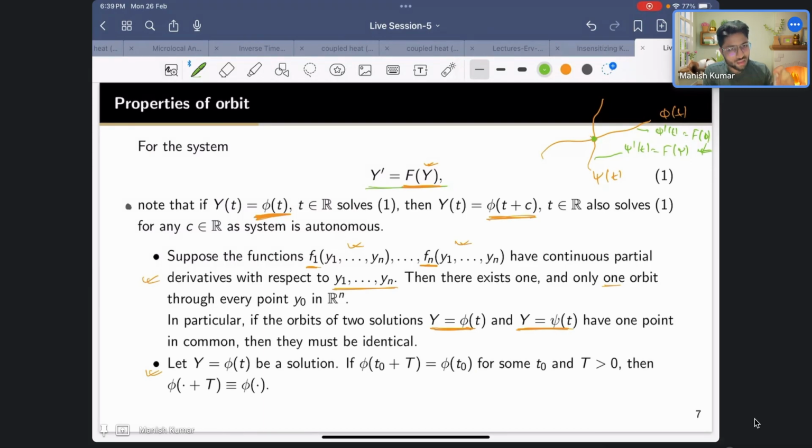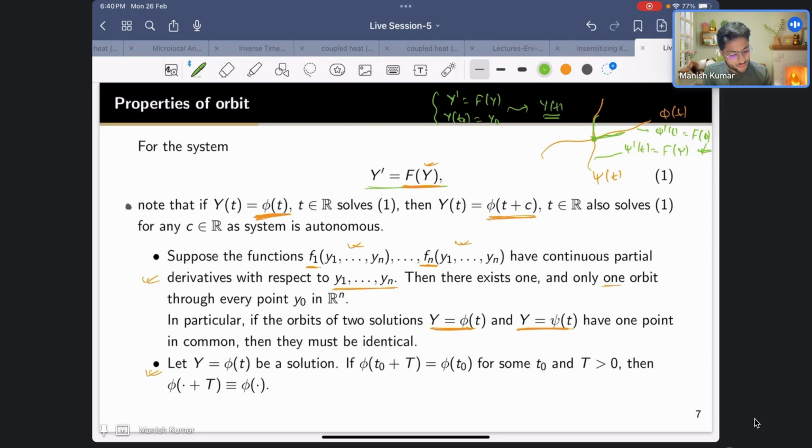Consider this as an initial value. So consider this system y prime equal to f of y, and y at some t naught is equal to this point, let's say y naught. Now when you consider this equation, you know that this has a unique solution y, so you cannot get two curves emanating from this point. This would contradict Picard's theorem.